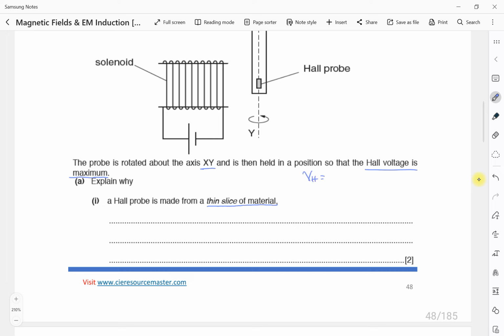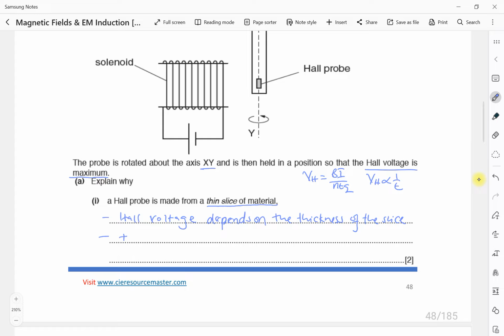So V_H equals BI over ntq. So we notice that V_H is inversely proportional to thickness. So we should say the Hall voltage depends on the thickness of the slice. Hall voltage depends on the thickness of the slice.